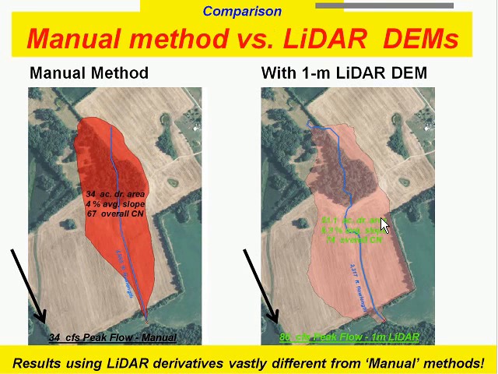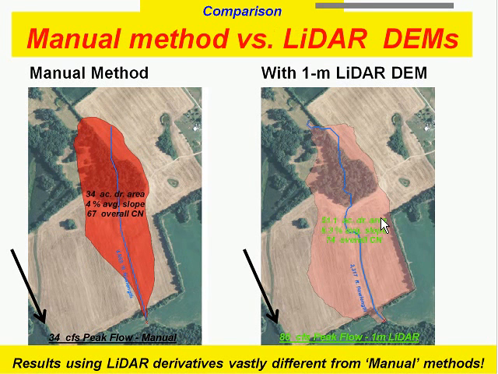The manual method here resulted in 34 cubic feet per second peak flow. The 1 meter LiDAR resulted in a higher 80 cubic feet per second peak flow. Now, the important thing to point out here is this is an actual NRCS-assisted grass waterway. It was designed to carry 34 CFS using manual methods. But with LiDAR, we would now design the grass waterway to carry 80 CFS. Quite a difference. So we manually designed and built a waterway which really needs to carry almost 3 times the amount of water that we thought it needed.